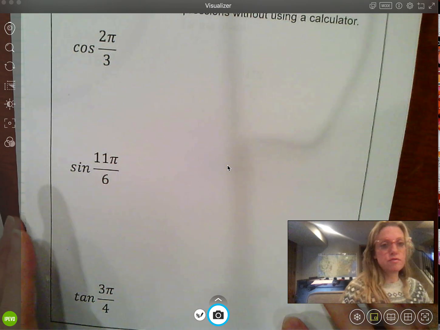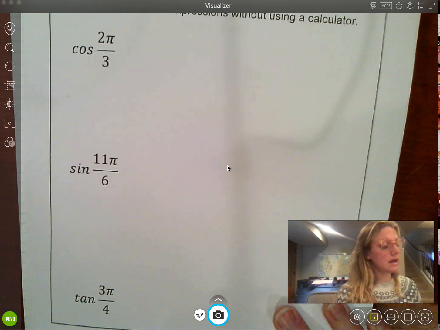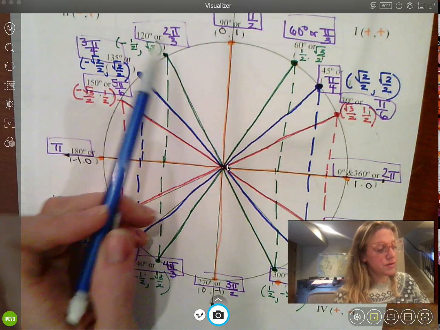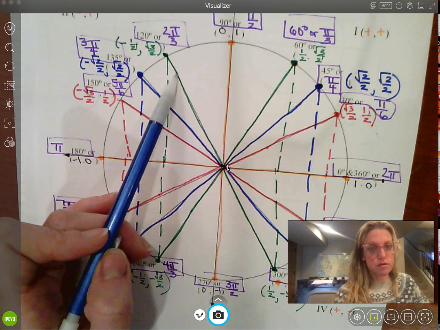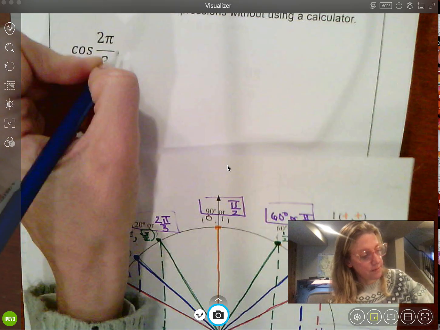Let's try a few more. No calculator needed. It's really pretty simple. Cosine of 2 pi over 3. Well, 2 pi over 3 is way over here in quadrant 2. The cosine would be the x value, so I would have negative 1/2.